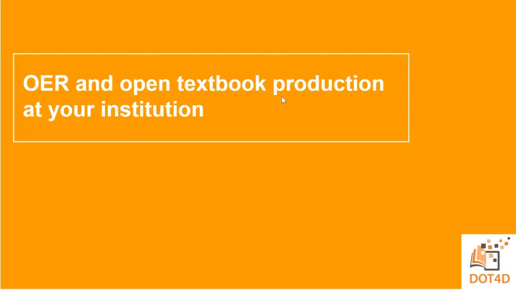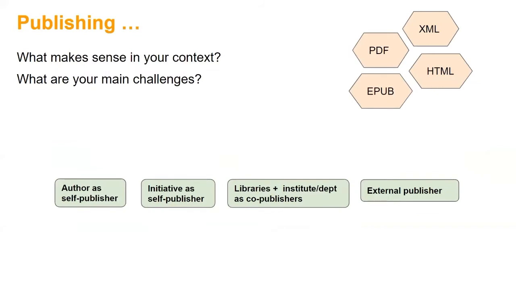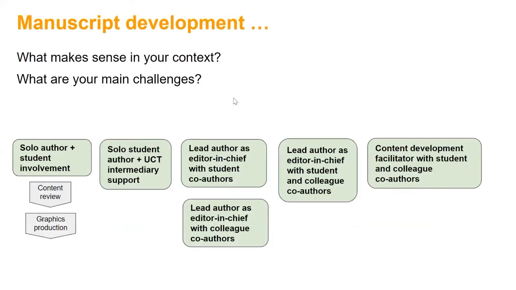What we would like to do at this stage is to have an open conversation about open textbook production at your institution, or about how you see OER and open textbook production happening at your institution. And we were wondering if we could get a suggestion from the room, if there were any particular areas that you would like to focus on. We have three slides that are options as fodder for discussion in terms of either manuscript development, resource production, or publishing. I wonder if anybody would like to make a suggestion or signal a focus for the discussion.